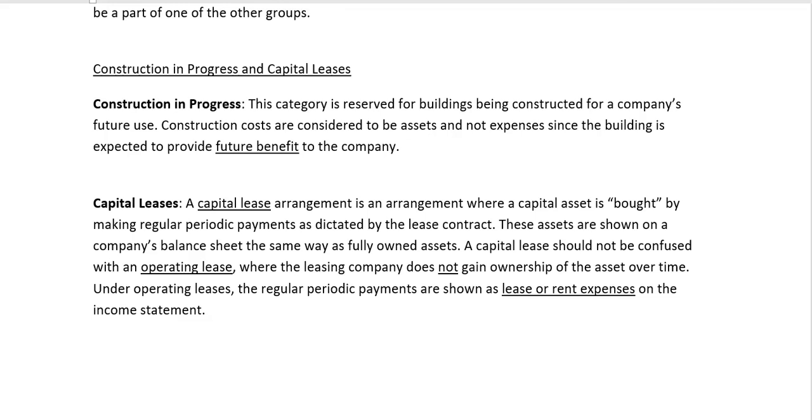A capital lease should not be confused with an operating lease, where the leasing company does not gain ownership of the asset over time. Under operating leases, the periodic payments are shown as lease or rent expenses on the income statement. So the idea here is capital lease, you kind of show it as if you own the asset, both equity of the asset, also the debt on the asset. With operating lease, it's shown as if you don't own the asset. It's just an expense.